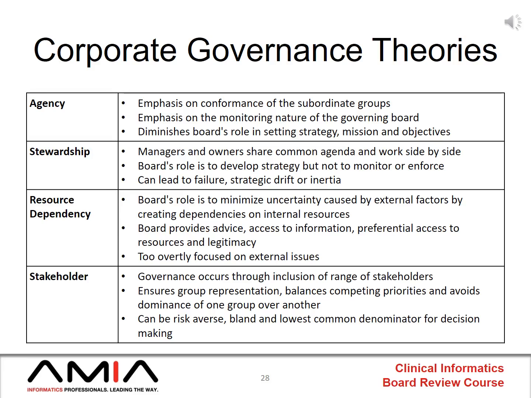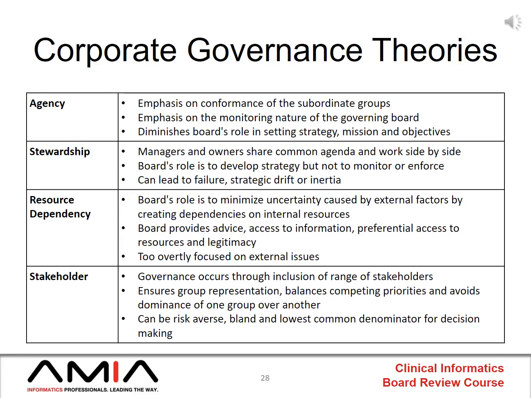However, improper application of this type of governance can lead to failure, strategic drift, or inertia of the organization. Resource dependency governance theory states that the board's role is really to minimize uncertainty for the organization by creating dependencies on internal rather than external resources. The governing entity provides advice, information, and access to resources, but this governing style can be too overtly focused on reducing the impact of external issues on the organization.